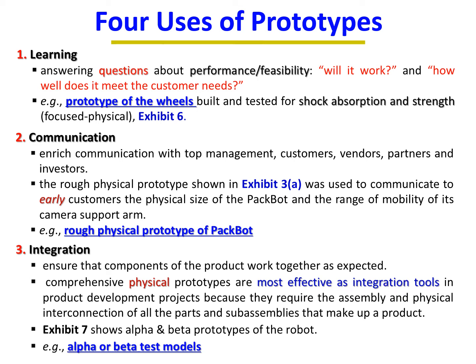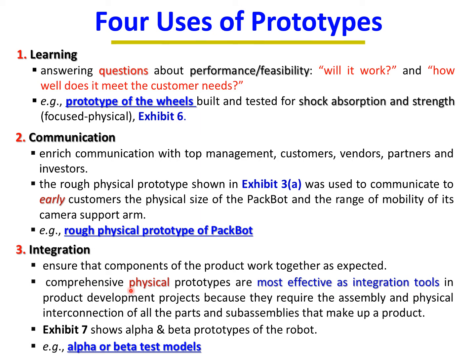Integration means if you want to integrate all the parts, all the sub-assemblies, then you have to go to comprehensive. But you can only make a wheel assembly, not just the wheel. The wheel is linked to the axle, the wheel is linked to the chassis, the wheel is linked to the container where the wheel will be, so it can depend, right? Product development projects, because they require the assembly and physical interconnection of all the parts and sub-assemblies, right? So physical prototypes are better comprehensive ones.